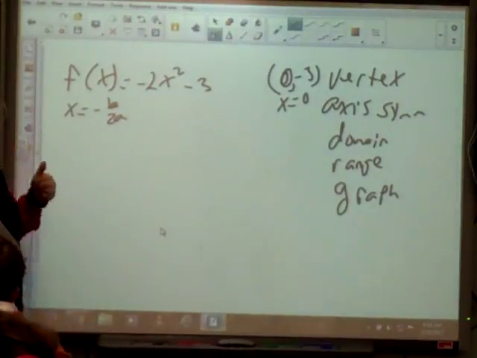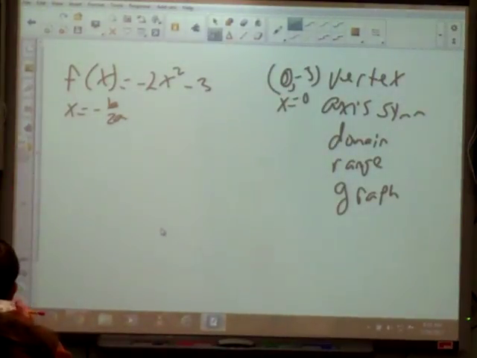Then the x of your vertex is always your axis of symmetry. Good on that? Alright. Domain and range on parabolas are simple because they're the same for almost everything. All that changes is the range when it's up and down or the domain when it's sideways. We're going to look at sideways parabolas next week. We're not there yet today.